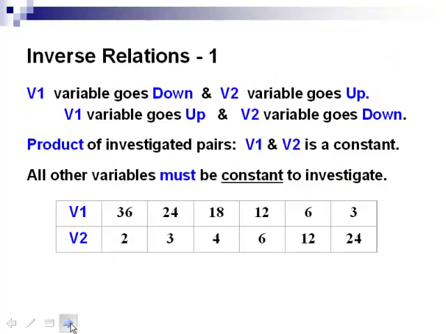All right, now let's look at inverse relationships. Inverse relationships, now let's just look at the definitions. We're taking a look at two variables here. Variable 1 goes down, variable 2 goes up. Oh, they're going in opposite directions. Now, if V1 goes up, then V2 would have to go down. Again, in opposite directions. The product, not the quotient, of the investigated pairs is a constant.